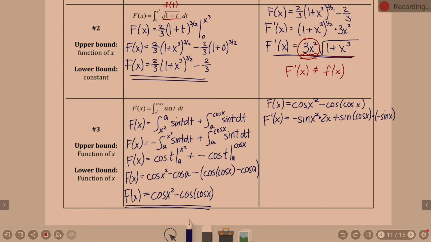Now, my cleanup. Negative sine x squared times 2x, I'm going to rewrite it as negative 2x sine x squared. Here I'm multiplying by a negative, so I'm going to say negative, and I think probably sine x times sine of cosine x is how I have it written in my notes.